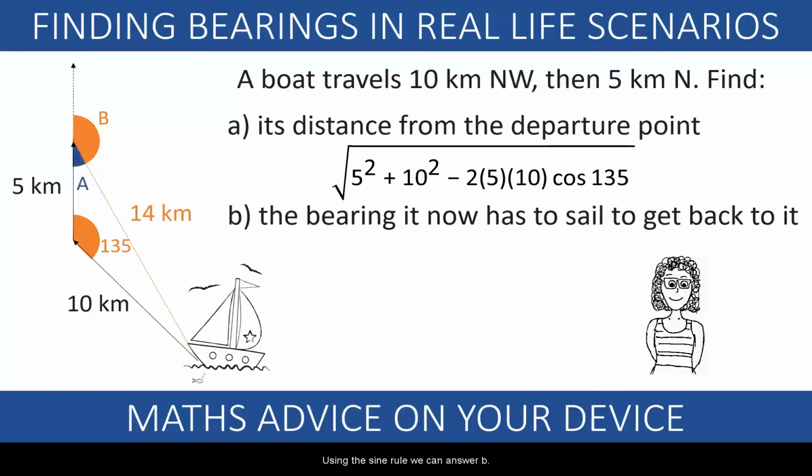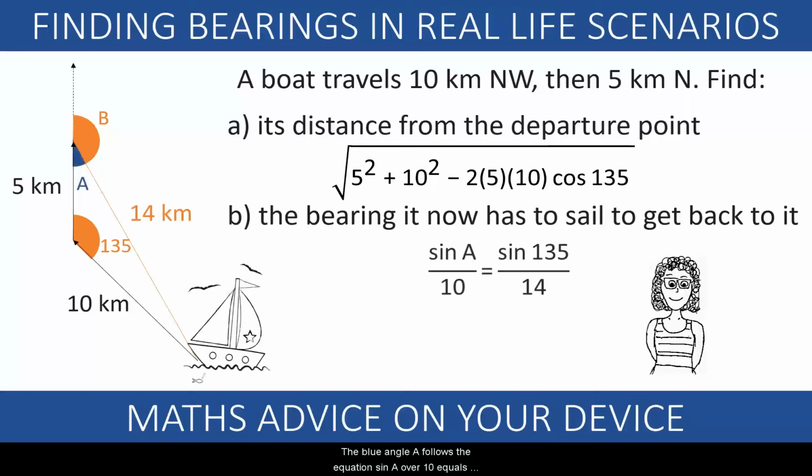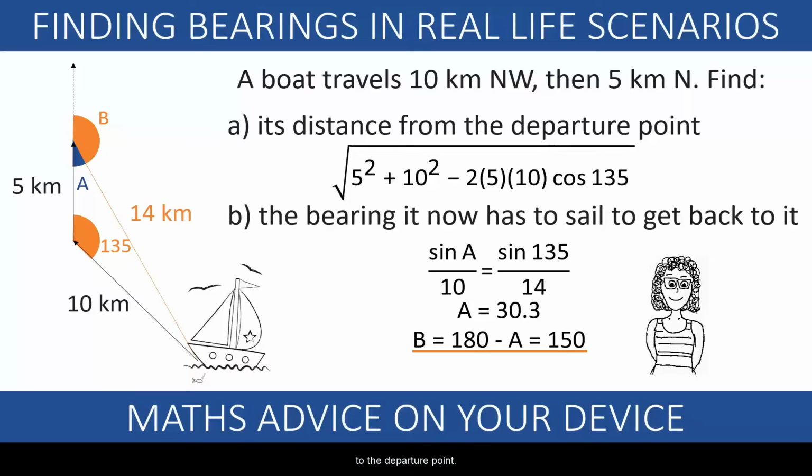Using the sine rule, we can answer B. The blue angle A follows the equation sine A over 10 equals sine 135 over 14, so A is approximately 30.3. The bearing B is 150 that the boat has to take to get back to the departure point.